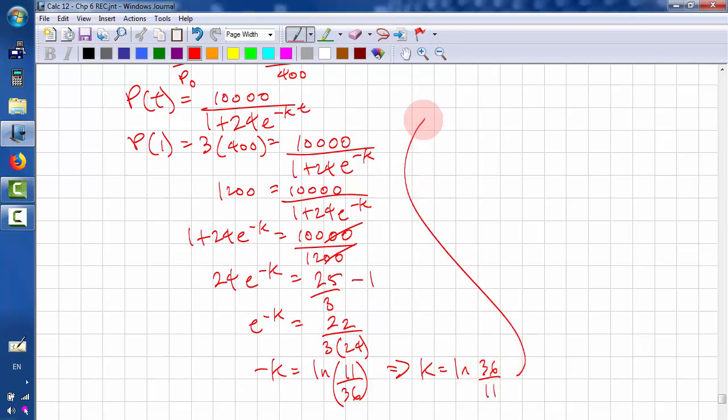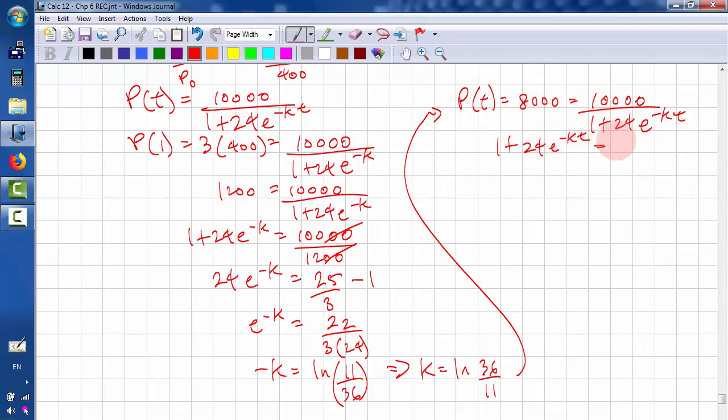So let's plug that in again. P of t equals 8,000 equals 10,000 over 1 plus 24 e to the negative kt. Again, I don't want to substitute this in because I don't want to keep on writing this out. So I'm going to move this over to this side, move this over to this side. 1 plus 24 e to the minus kt, and this reduces to 5 over 4.